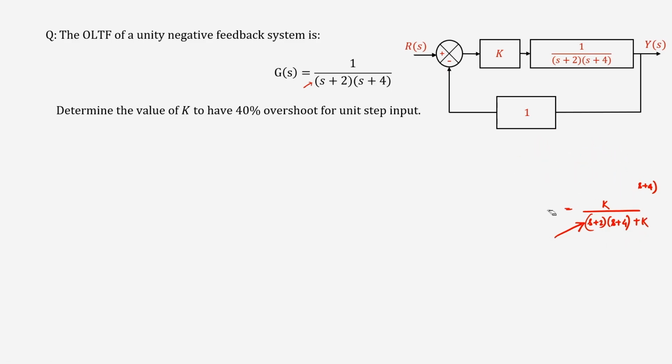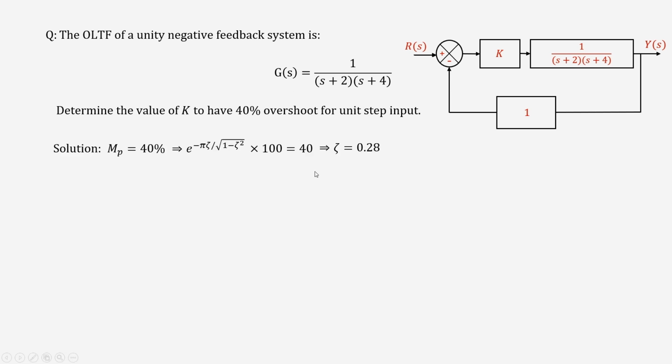So, let us just go ahead and write down the formula. What is the overshoot formula? So, Mp equal to 40%, we know that the formula for overshoot is e to the power of minus pi zeta by root over 1 minus zeta square. You go ahead and solve it, you will get zeta equal to 0.28. Now, in some cases I have seen over the years, people make mistakes while solving this, because of the e. So, you have to take ln, not log, remember that. So, zeta equal to 0.28, fine.